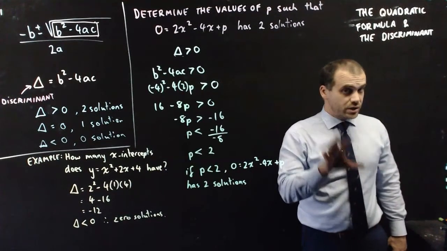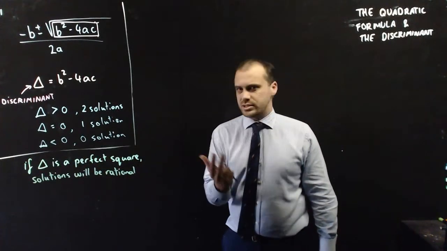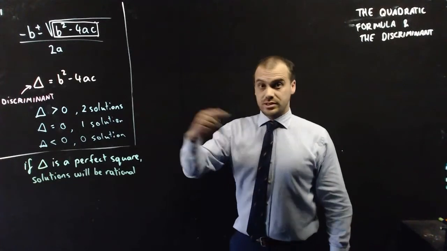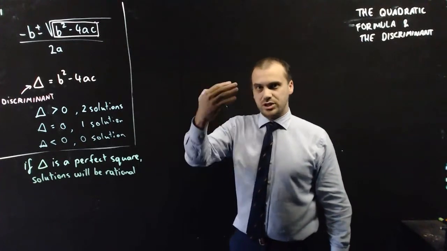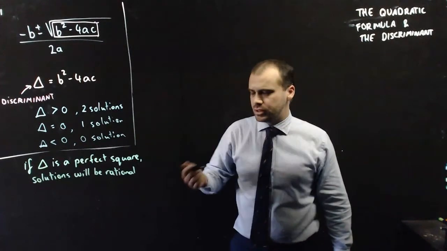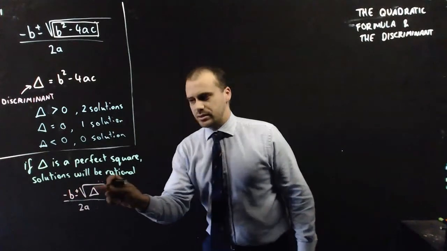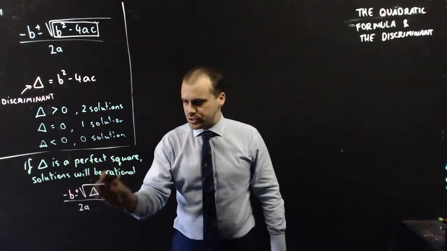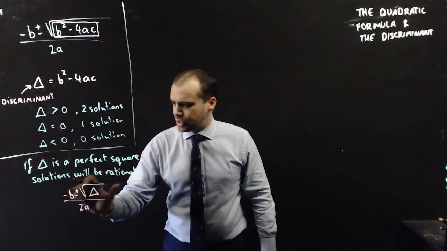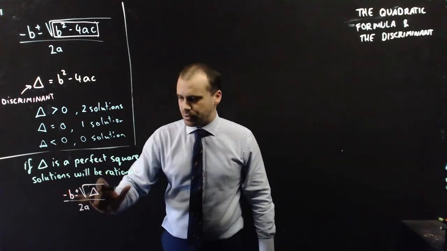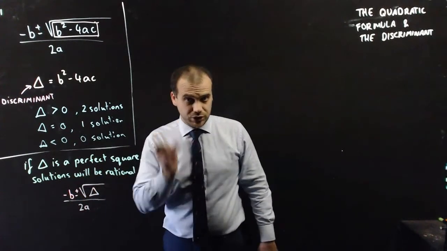Now, there is one more thing I can do with the discriminant. If the discriminant is a perfect square, 4, 9, 16, 25, 36, 49, etc., the solutions will be rational. They'll be able to be expressed as a ratio, as a fraction, or as a whole number. Why? Because this is the quadratic formula, right? And this is the discriminant in here. If we put a perfect square here, like 4, 9, 16, 25, then what we get is a rational number plus some rational number divided by some rational number. A rational number divided by a rational number will be a rational number.